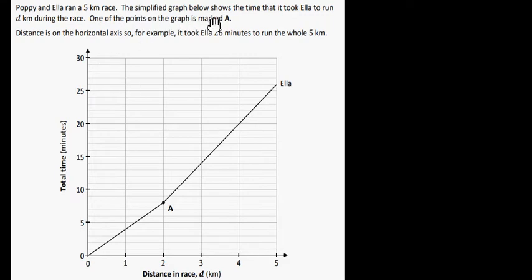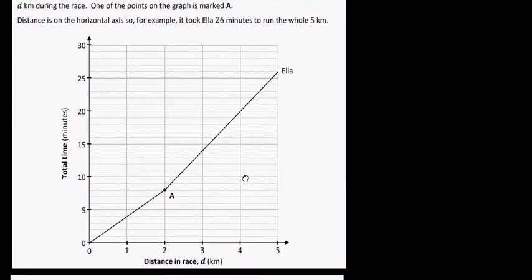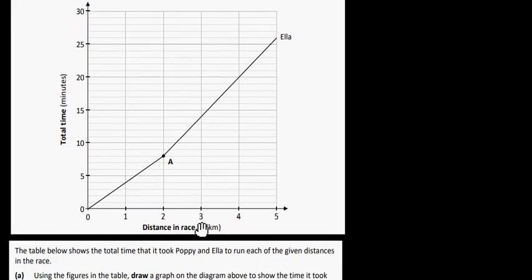The simplified graph below shows the time that it took Ella to run d kilometers. So she ran 5 kilometers here in 26 minutes. One of the points on the graph is marked A, so we have that here. It looks like there was a change in speed here. Distance is on the horizontal axis, so they tell you that. For example, it took Ella 26 minutes to run the whole 5 kilometers. So it's important to look at this graph carefully, and see what's on the x-axis and what's on the y-axis.